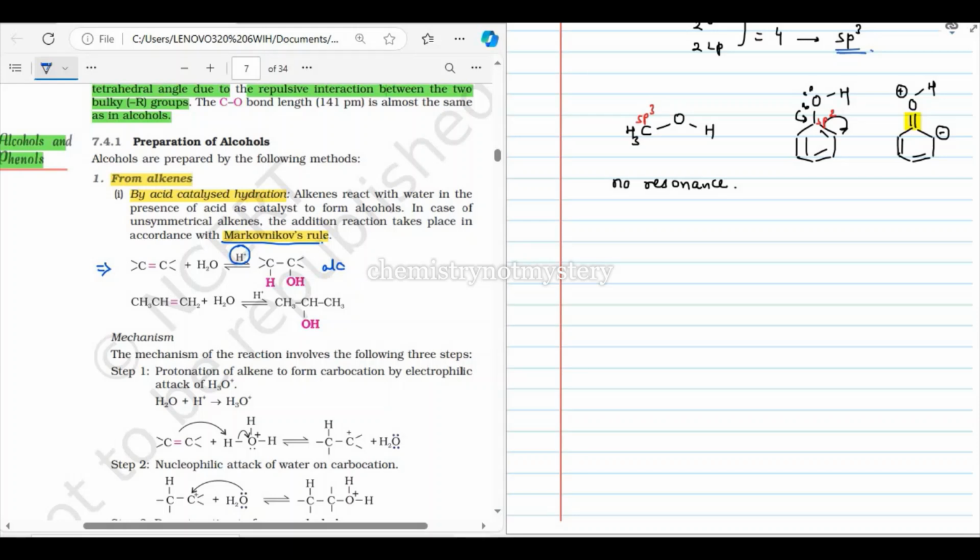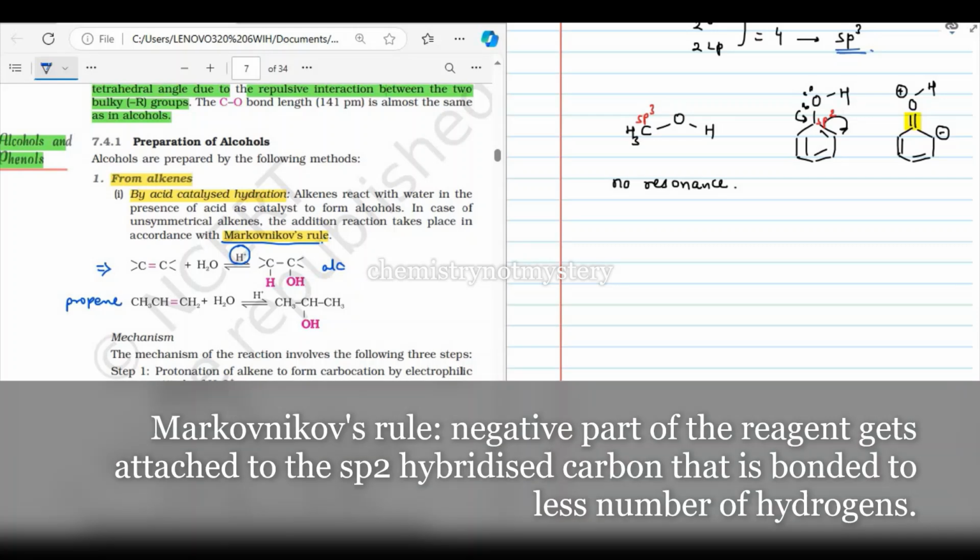Propene is the example of unsymmetric alkene. So here this is propene. This is unsymmetric alkene. So when the addition of water to the unsymmetric alkene takes place, it takes place according to the Markovnikov rule. Means negative part of the reagent. In water, negative part is OH negative ion and positive part is H plus ion. So negative part means OH negative goes to the carbon which is bonded to less number of hydrogen.